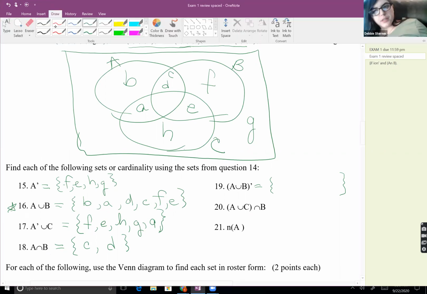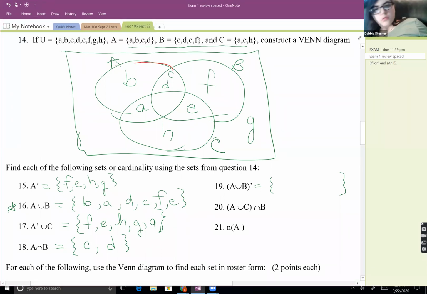Would this one just be G and H? Yep. A union B is what's inside the snowman. The complement is what's outside the snowman, so that would be G and H.